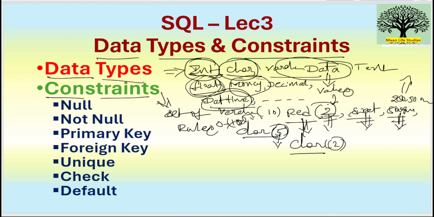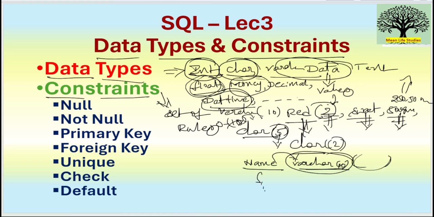Set of rules. So we define a data type, for example, name as varchar, and we define a size of 10. This is a column name, and we define that this column's values should follow this varchar data type. Now we are also providing some more rules so that these values should follow them, and these rules are nothing but constraints.